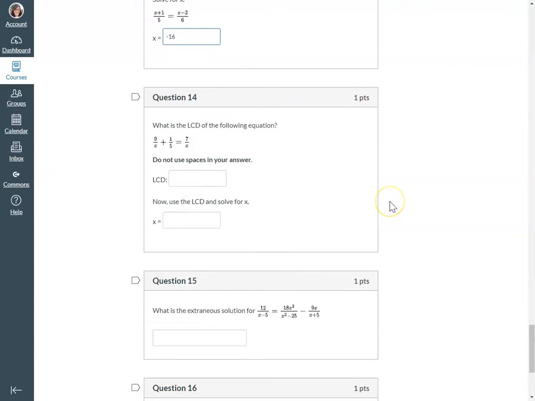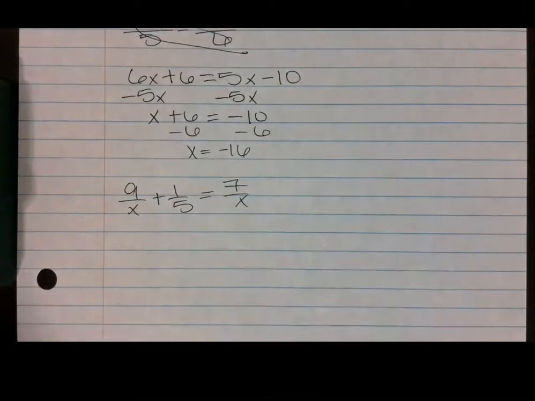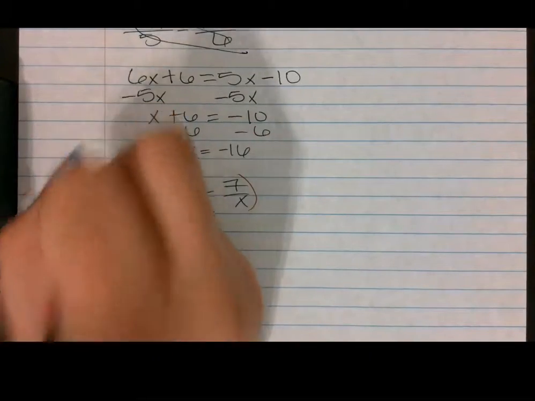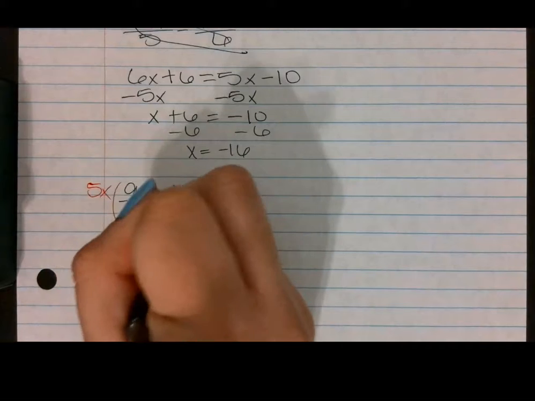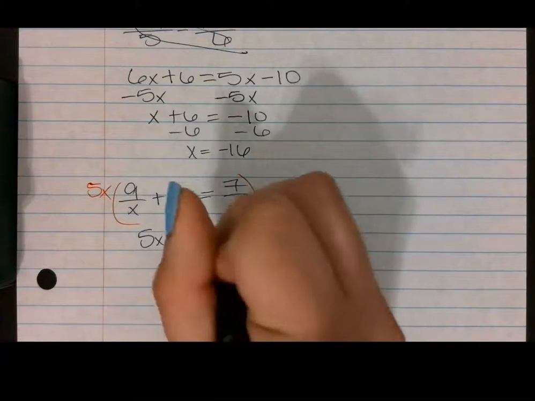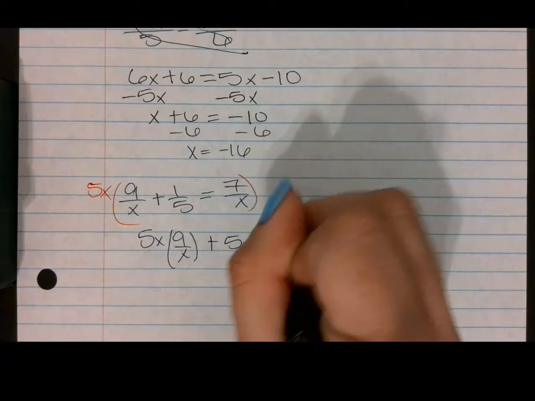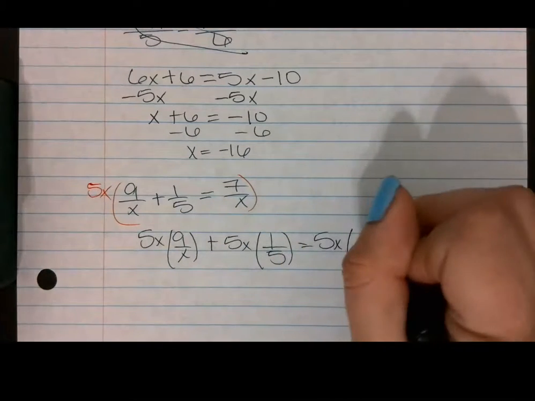Okay. Number 14 is asking me for the LCD of the following equations. So what I would want to multiply all of the fractions by to get rid of the fractions. Notice I have an x and a 5, so my LCD here would be 5x. Then I am going to write this down on my paper to solve it. I have 9 over x plus 1 over 5 equals 7 over x. Then I want to multiply by my LCD, which we said was 5x. So I'm going to rewrite this out. I have 5x times 9 over x plus 5x times 1 over 5 equals 5x times 7 over x.